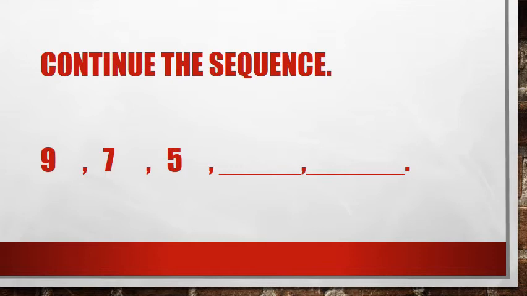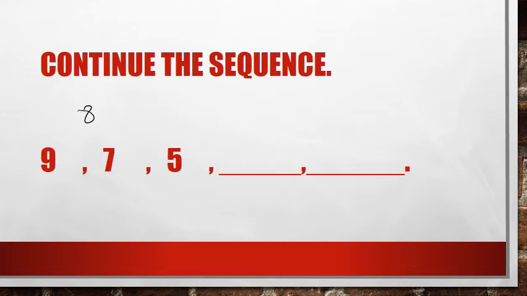In this slide, we have to continue the sequence. As we can see, we have 3 numbers and we have to know the other 2. The first 2 numbers are 9 and 7. So we have to know the difference between 9 and 7. What is the missing number? 8. I'm explaining 8 for you, so you don't have to write it.